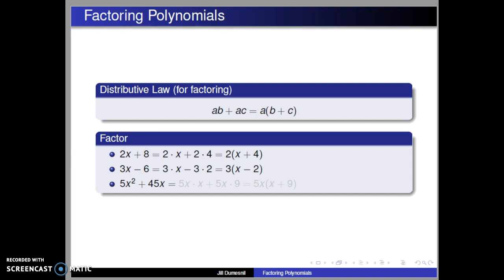Finally, to factor 5x squared plus 45x, we notice that both coefficients, or both terms, have a common factor of 5x. We can undistribute this common factor to get 5x times the quantity x plus 9. Once we get better at noticing a common factor, we generally omit writing the middle step in problems like these.